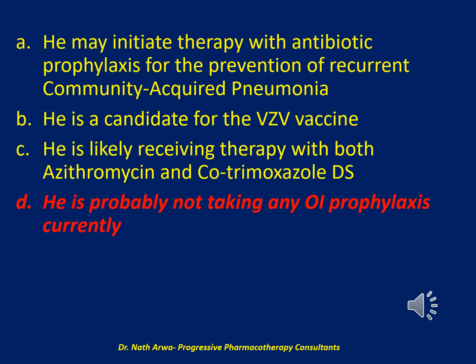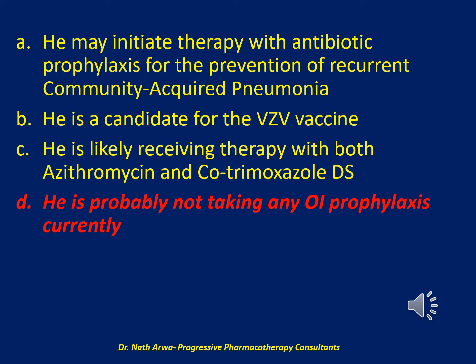Secondary prophylaxis is indicated only if the patient's cell count is no greater than 200 cells per millimeter cubed for at least 3 to 6 months in conjunction with an undetectable viral load. That makes answer D correct and answer C incorrect.